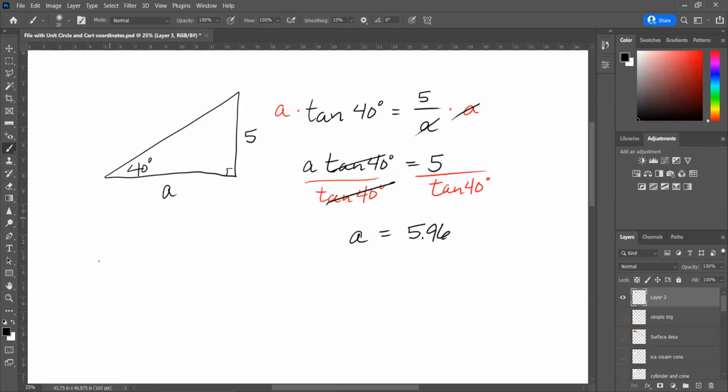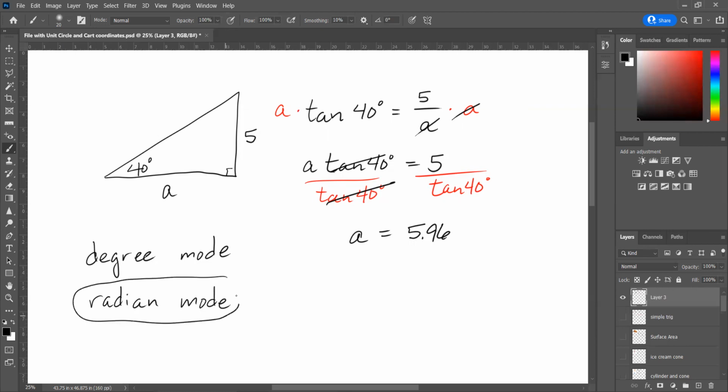Now, it's very important that your calculator be in degree mode to make these work. There is another mode called radian mode, and it's not uncommon for your calculator to be in that mode to start. You don't want that mode. You want degree mode because our angle is measured in degrees. So make sure your calculator is in degree mode to make this work. But if it is, then these calculations will work out fine.